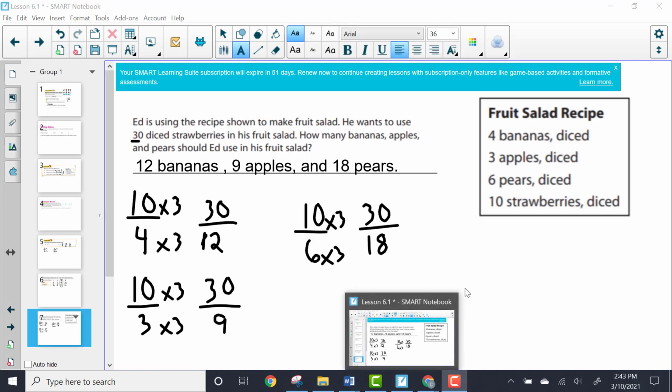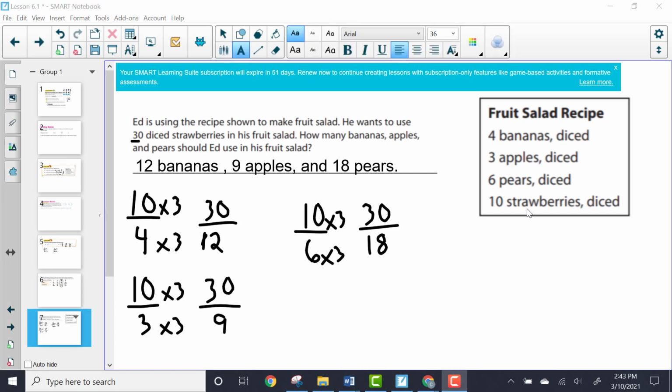So again, with this type of problem, we set up the initial ratio, and then we found the equivalent ratio by multiplying both terms by the same number. So this concludes the video on ratios. If you have any questions about this concept, please come and see me.